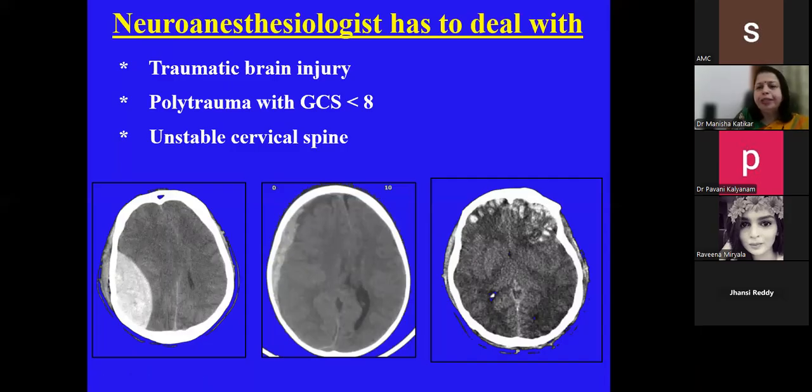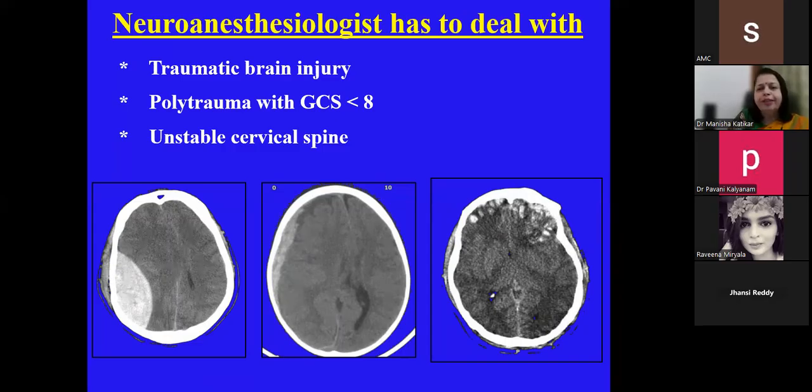As a PG student, you must know what the Glasgow Coma Scale score is. Once you see the patient, you will be able to distinguish whether it's a mild, moderate, or severe head injury. Patients with a Glasgow Coma Scale score less than 8 are called severe head injury, and we need to intubate and ventilate such patients whenever we see them in the emergency department. In every patient of traumatic brain injury, we have to consider that the cervical spine is unstable unless a fracture of the cervical spine is ruled out clinically and radiologically. We have to keep that in mind.